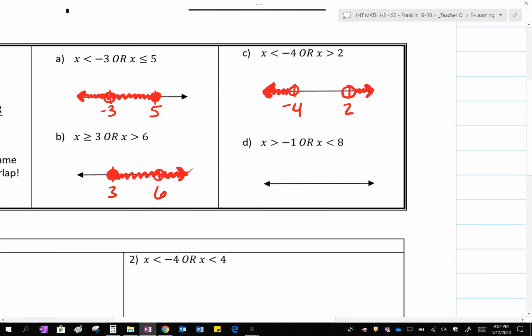All right, here is x is greater than -1 or less than 8. So greater than -1, we got an open circle here shaded to the right. Less than 8 is an open circle shaded to the left. And if you look, these overlapped, but they overlapped completely. This one went this way, this one went this way. And because we don't just graph the overlap, what happened was every single number ended up being shaded.